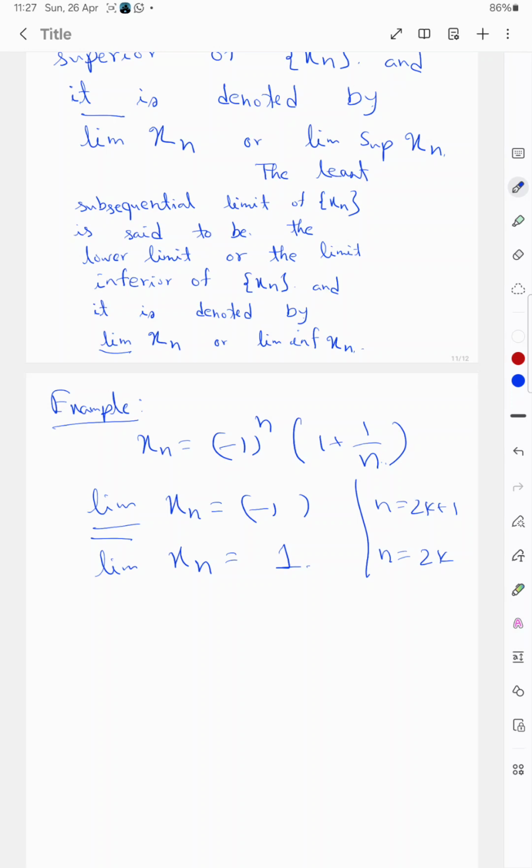After that we go to the next part. Remember, if your sequence is convergent, then your limit supremum and limit infimum will also be convergent.